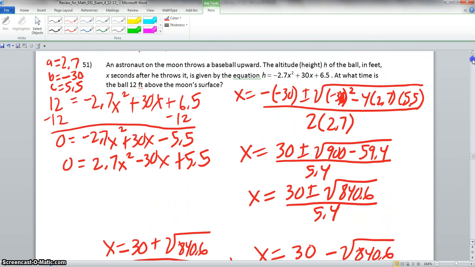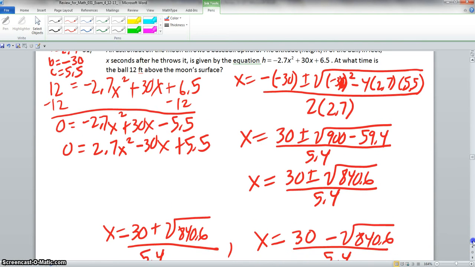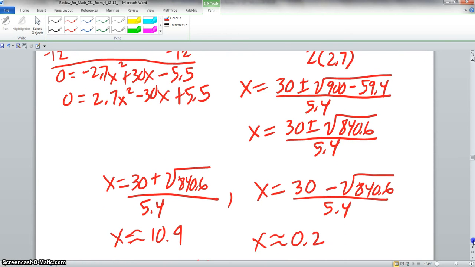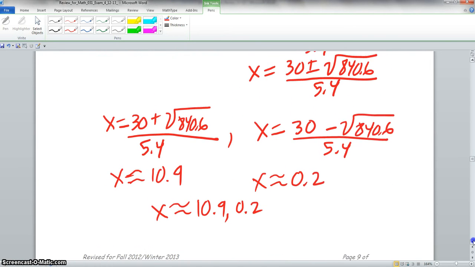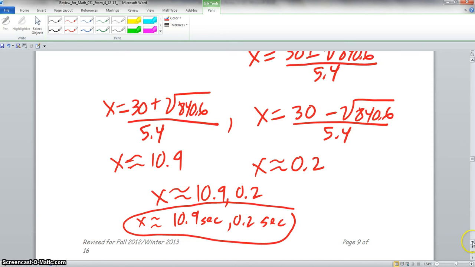It says here, an astronaut on the moon throws a baseball upward. The altitude, height, h of the ball in feet, x seconds after he throws it is given by the equation here. At what time is the ball 12 feet above the moon's surface? So we would take these values here, and we would just add the word seconds behind them. So our final answer would be 10.9 seconds, comma 0.2 seconds. These are the approximate times here. And that is our answer for 51.